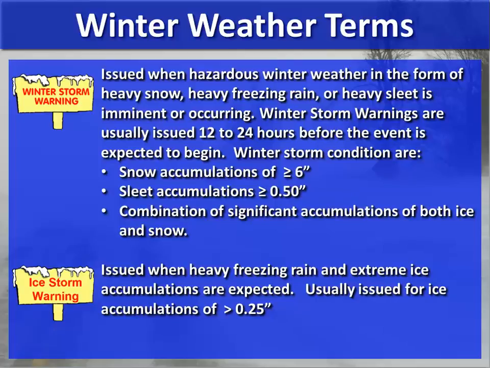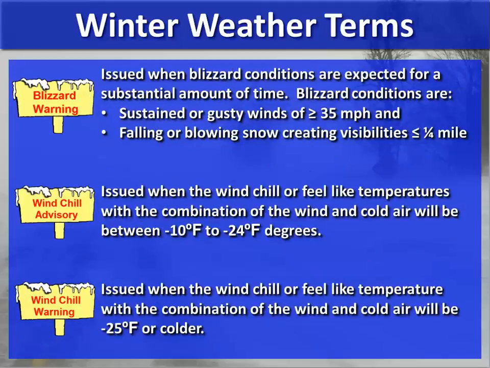An ice storm warning is issued when heavy freezing rain is expected and extreme ice accumulations are anticipated, usually issued for ice accumulations of greater than 1/4 of an inch. A blizzard warning is issued when blizzard conditions are expected for a substantial amount of time. Blizzard conditions are the following: sustained or gusty winds above 30 miles per hour, or falling or blowing snow that creates visibilities less than 1/4 of a mile.